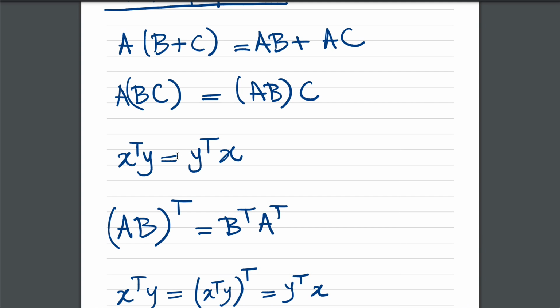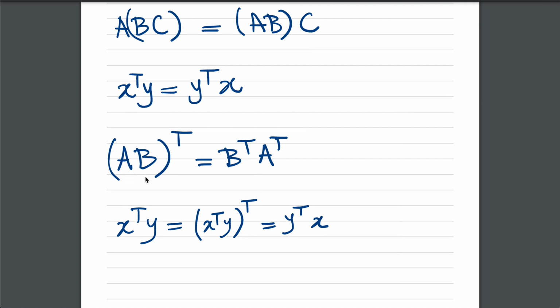But when it comes to the dot product between vectors, X transpose Y is the same as Y transpose X. (AB) transpose is B transpose A transpose. And X transpose Y, because it's a scalar, the transpose of a scalar is the scalar itself. So this is equal to the transpose. And what is the transpose here?